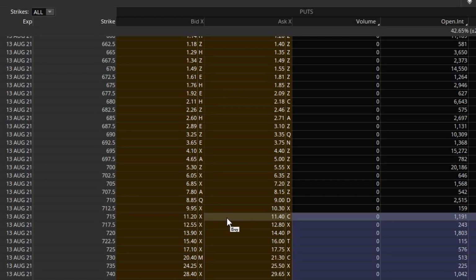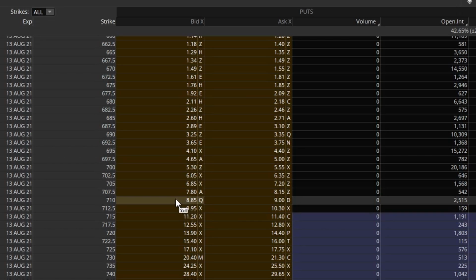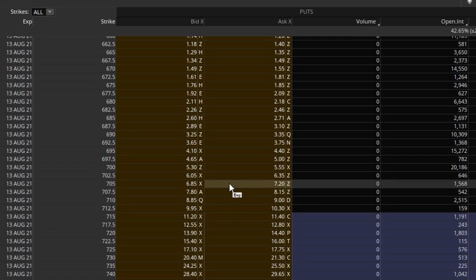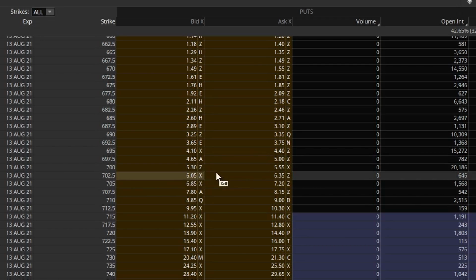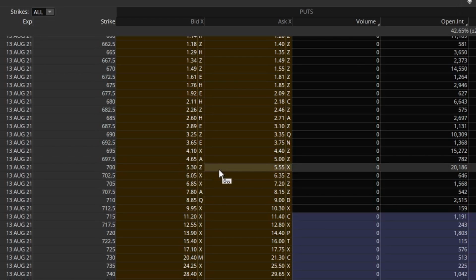If you want to do the example that we took before with the $4,000 account, you probably will go for the 710. Or maybe you can go a little bit lower. 705 is not too bad, but look at this one, 20,000 over here for the 700 strike price. So you probably take the 700 strike price for the puts.